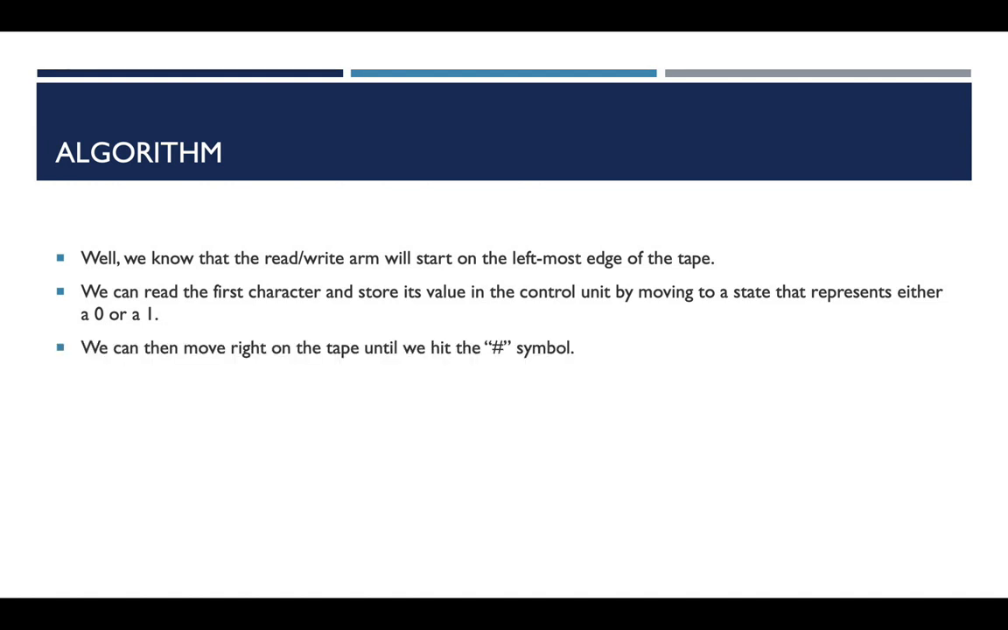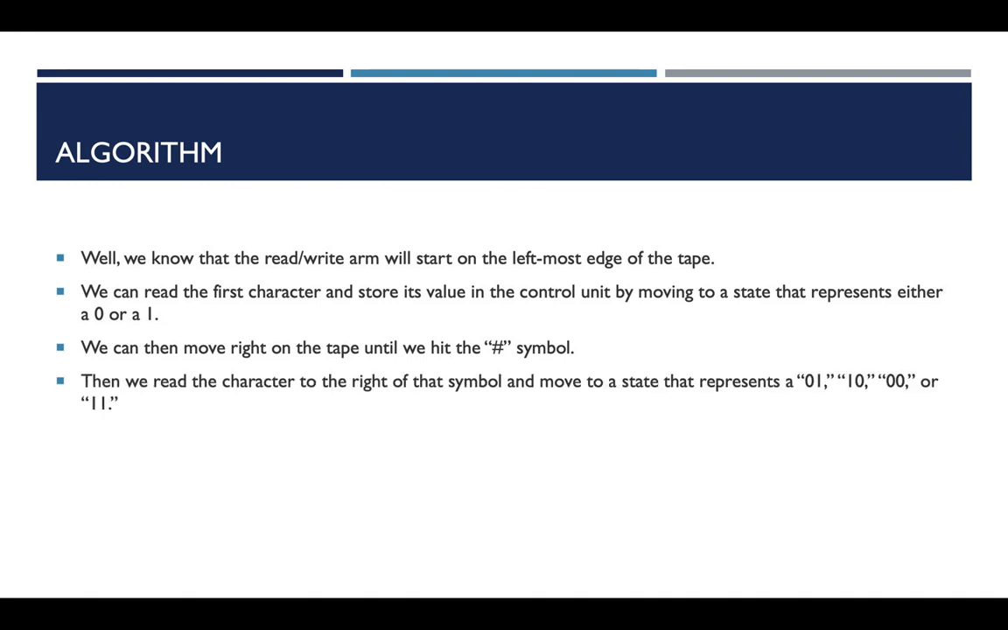Next, what we can do is stay in that state and move right until the symbol that we were pointed to with the read-write head hits that hash symbol that we know marks the midpoint in all of our strings. Once we hit that midpoint, we'll then want to read whatever character is to the right of the midpoint and move to a representative state.